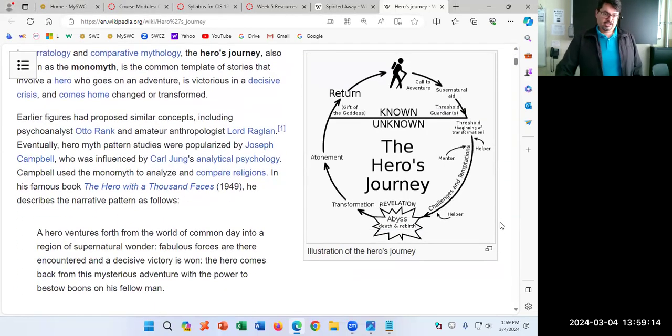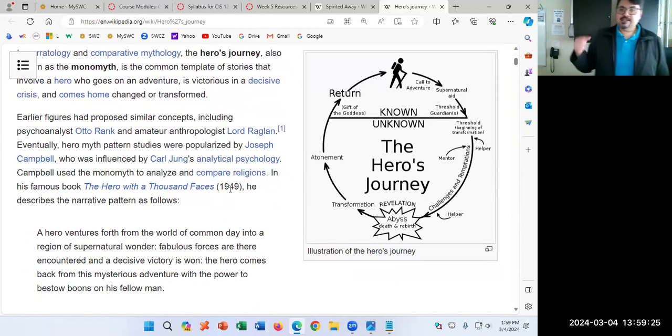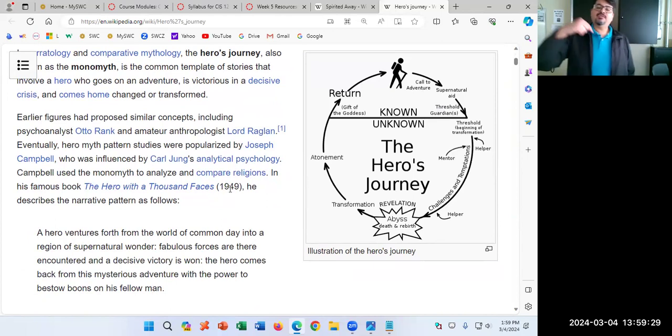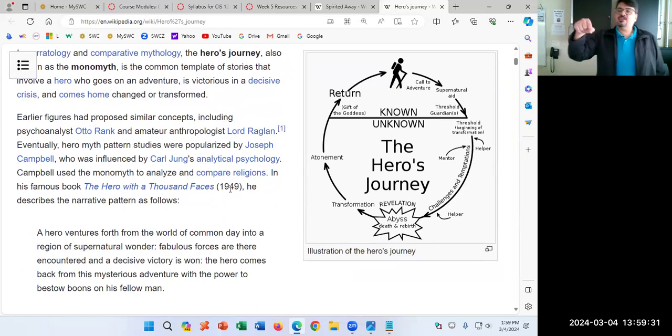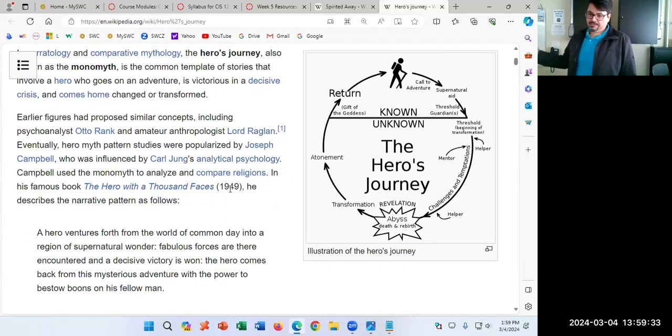And it's this fancy concept that was invented in 1949. There had been a version of this idea for many, many years, but there was a famous book, 1949, The Hero with a Thousand Faces. And that then influenced the 20th century and beyond. And even if people don't even know about this, they are doing things from this without even knowing about it.